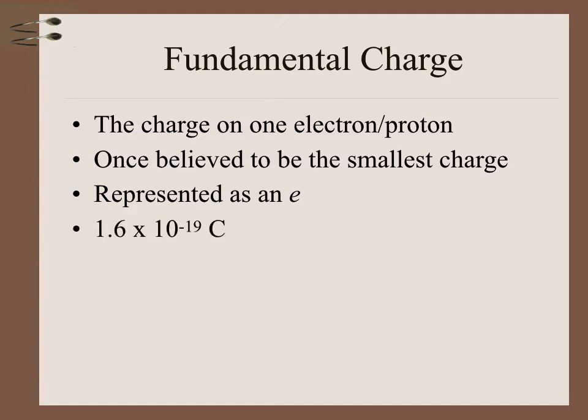The value for this is very small because remember, protons and electrons are pretty small objects. It's 1.6 times 10 to the negative 19th coulombs. So that you don't have to worry about memorizing this number, you can put this on your formula card under basics. You can label it fundamental charge and put e is equal to 1.6 times 10 to the negative 19th coulombs. We can then use this to help us solve some of the other problems.